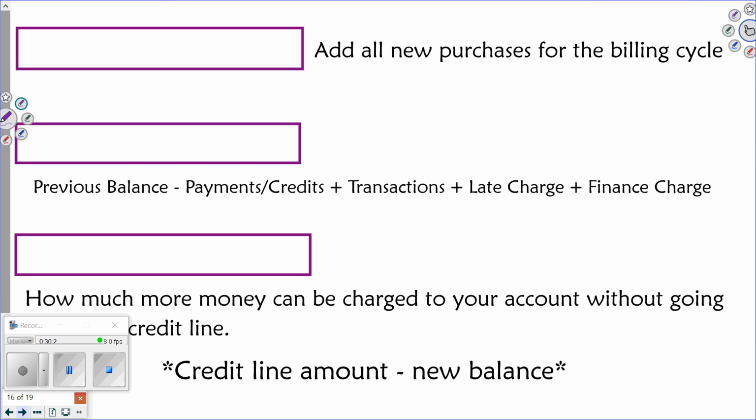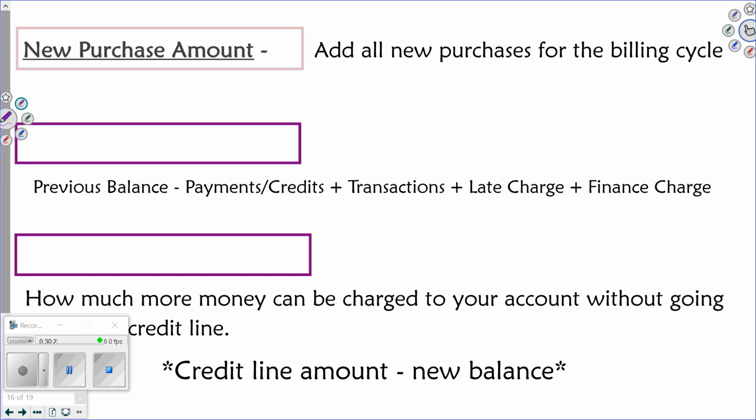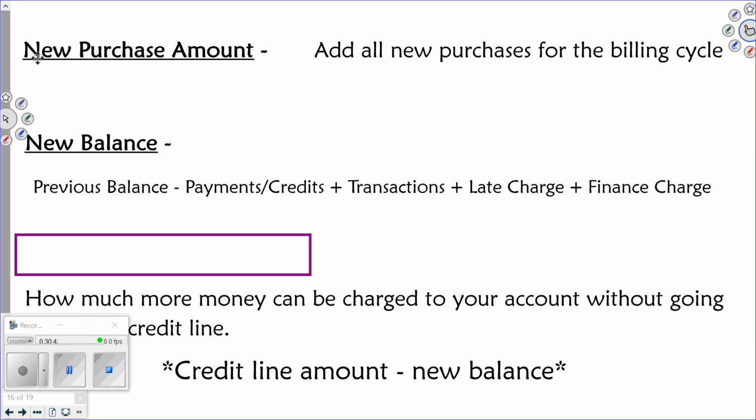All right, so add all new purchases for the billing cycle. That will get you your new purchase amount. The previous balance minus any payments or credits, plus all your transactions, plus your late charge, plus your finance charge, is going to give you the new balance. And again, these are all things you're going to have to find and calculate. So I tried to break it all down for you.